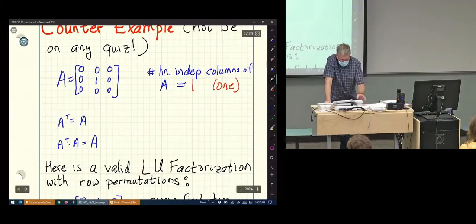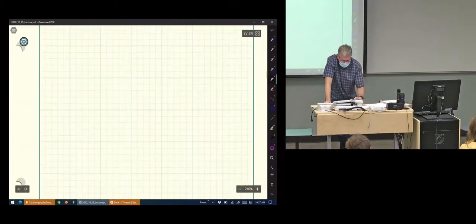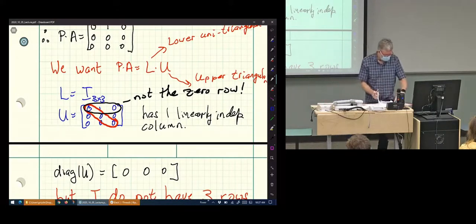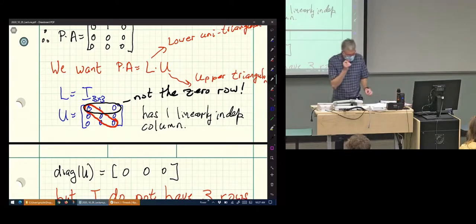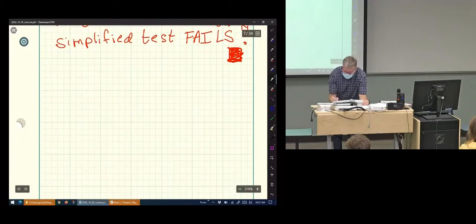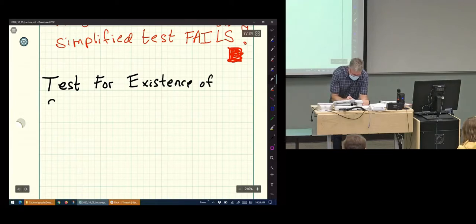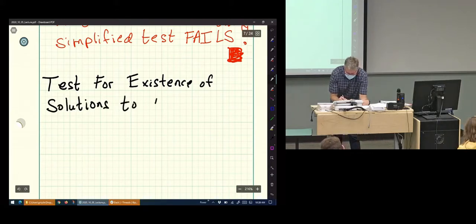And so here we're just showing how do you count in general the number of linearly independent columns. And mostly you can do it by looking at the diagonal of U, but not completely. Okay. So let's do a test now for existence of solutions to AX equals B.